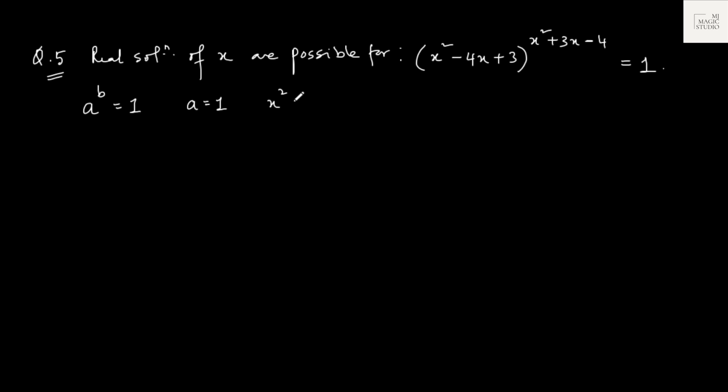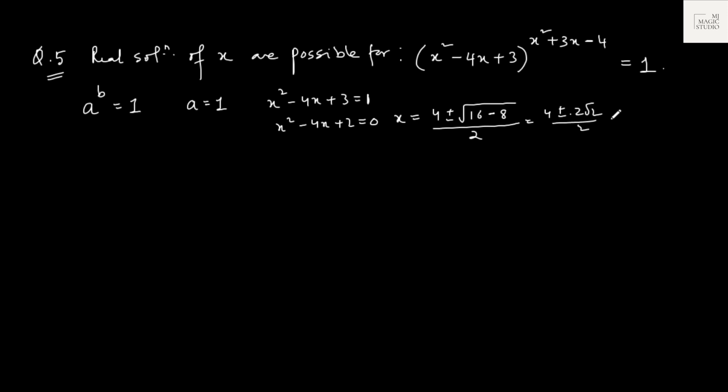So here what we get, x square minus 4x plus 3 is equal to 1, or x square minus 4x plus 2 is equal to 0. So we will get two values of x. Values of x would be minus b, that is 4, plus minus root over b square minus 4ac, 4 into 2 is 8, by 2a. So it would be 4 plus minus root over 8, that is 2 root 2, by 2. So what we are getting is 2 plus minus root 2. Okay, these two are real values.